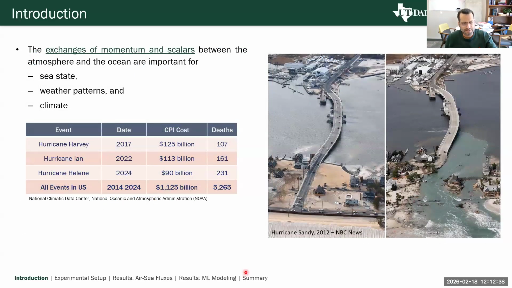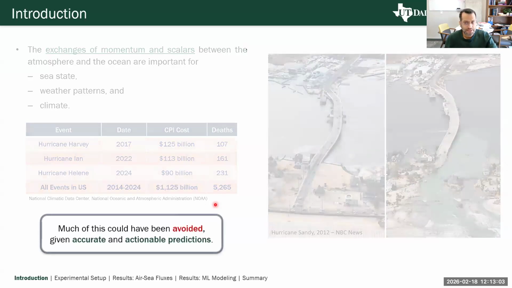So in the last 10 years, this is the data for 2014 to 2024. All the extreme weather events together made more than $1,125 billion worth of damage. Unfortunately, they also took the lives of more than 5,265 people. But much of this could have been avoided given accurate and actionable predictions.